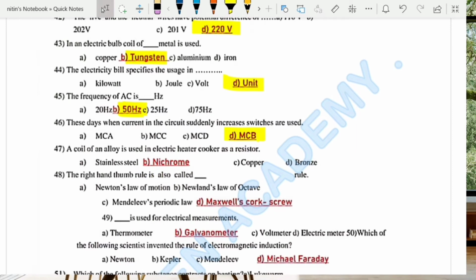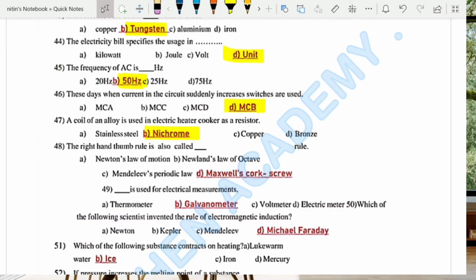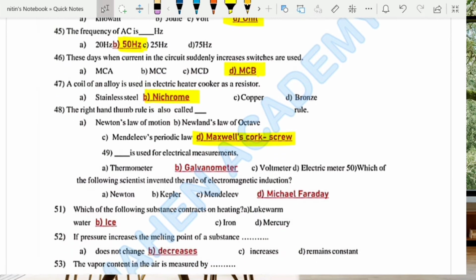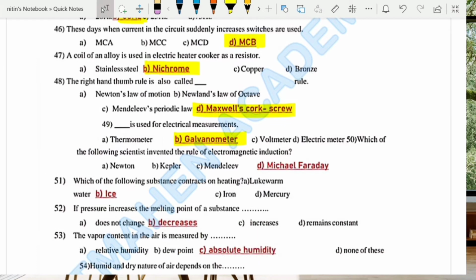A coil of an alloy is used. An electrical heater cooker is a resistor of nichrome. The right hand thumb rule is also called the Maxwell screw rule. Dash is used for electric measurement: galvanometer. The following scientists included in the rule of electromagnetism: Michael Faraday.